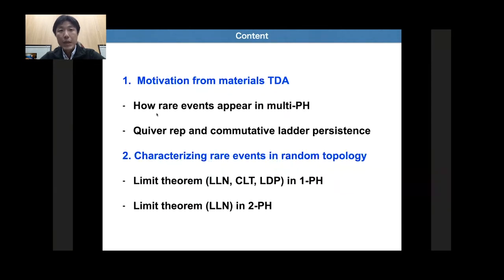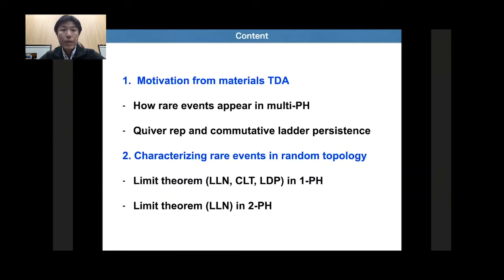Our basic message here is that although multi-parameter persistent homology is extremely difficult to handle in a purely algebraic setting, some geometric constraints of data, like point clouds in Euclidean space with noise, may reduce the algebraic complexity of multi-parameter persistent homology. So this is a basic question of mine.